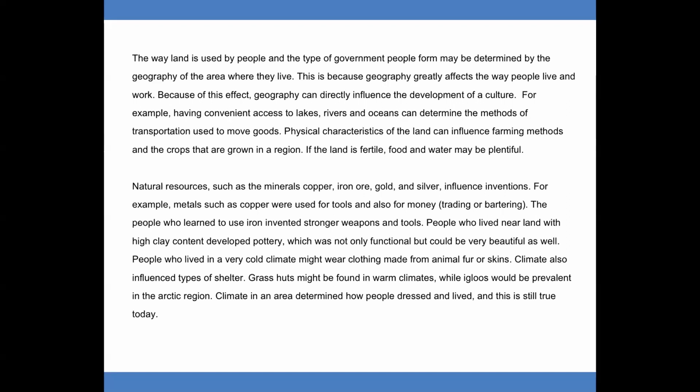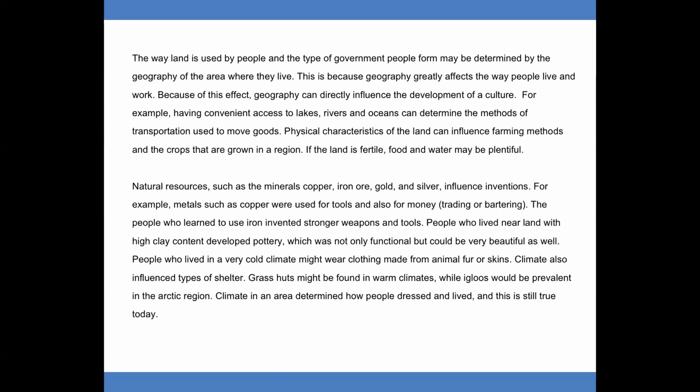Metals such as copper were used for tools and also for money, trading or bartering. The people who learned to use iron invented stronger weapons and tools. People who lived near land with high clay content developed pottery, which was not only functional but could be very beautiful as well. People who lived in a very cold climate might wear clothing made from animal fur or skins.